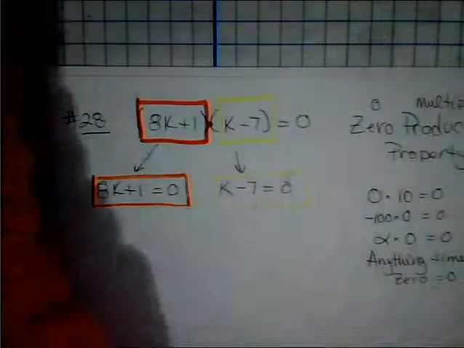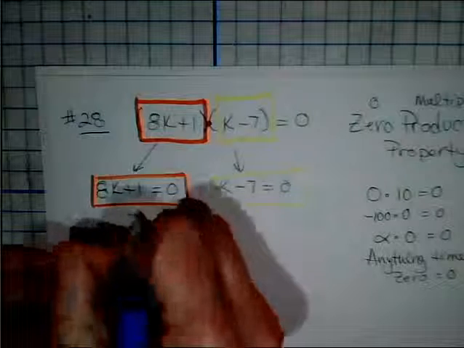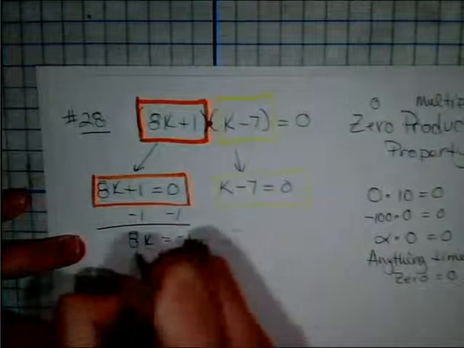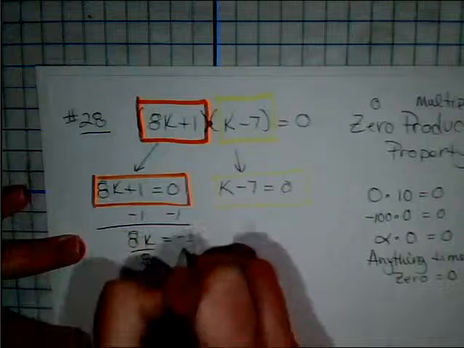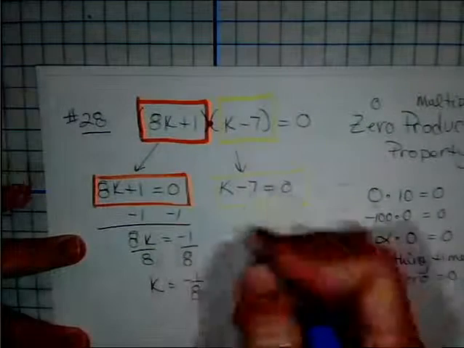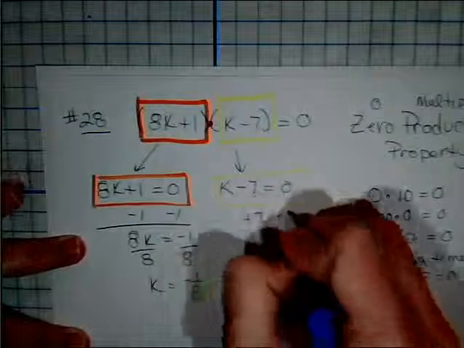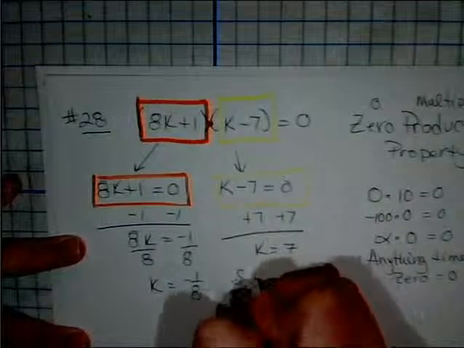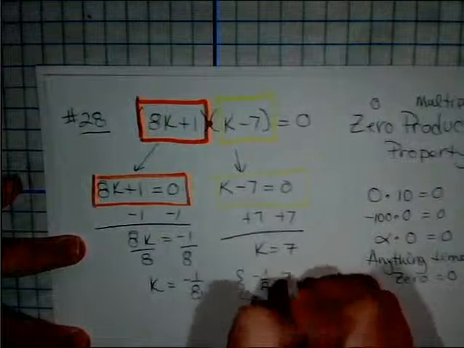And now we're just going to solve each piece. So let's get rid of our 1. So 8k equals negative 1. So k is negative 1/8. Do the same with the yellow. So k is equal to 7. So my solution set would be negative 1/8, 7.